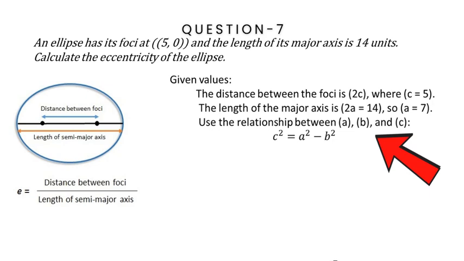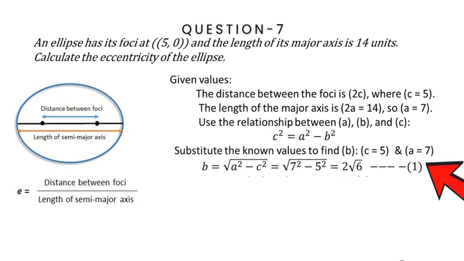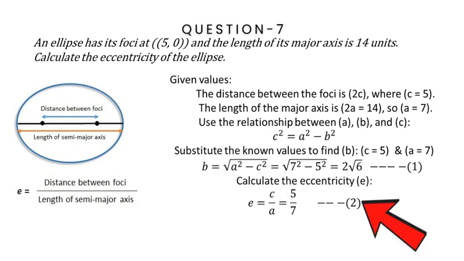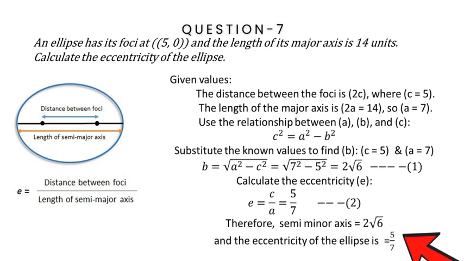Use the relationship between a, b and c. c square equals a square minus b square. Substitute the known values to find b, where c equals 5 and a equals 7. Therefore, b equals square root of 7 square minus 5 square, equal to 2 square root of 6. Calculate the eccentricity e equal to c by a equal to 5 by 7. Therefore, the semi-minor axis is 2 square root of 6 and the eccentricity of the ellipse is 5 by 7.